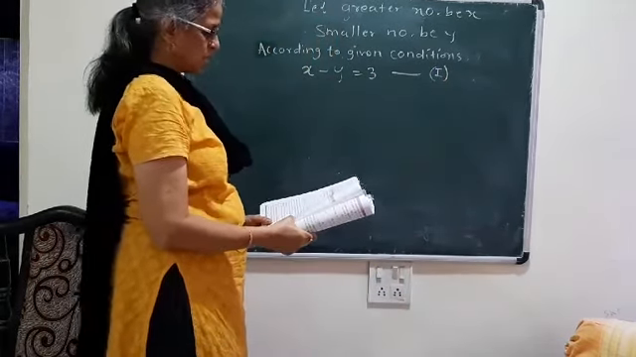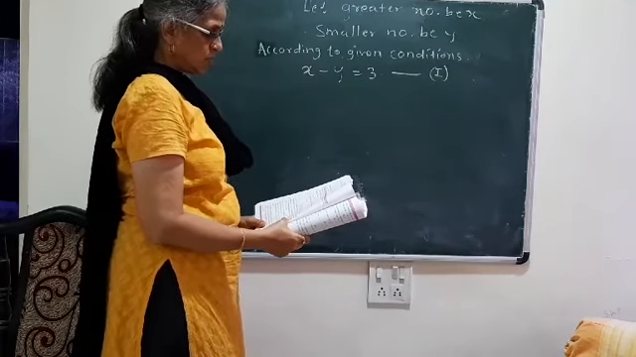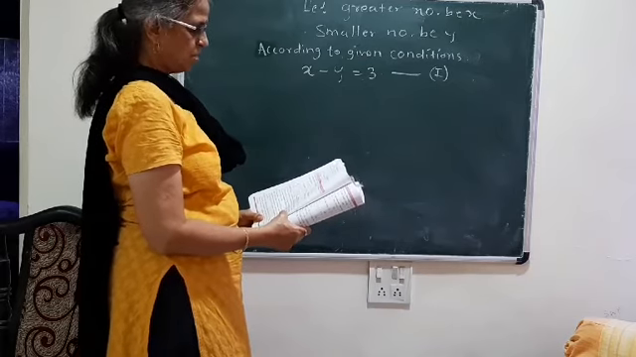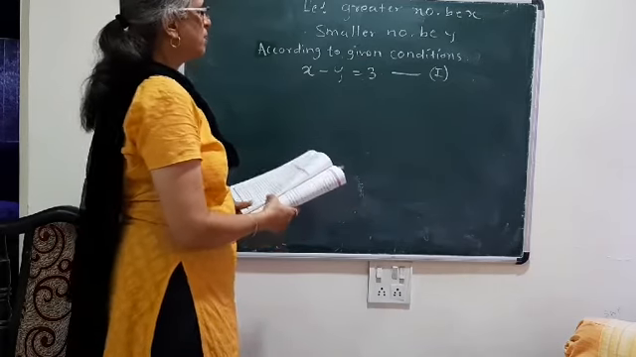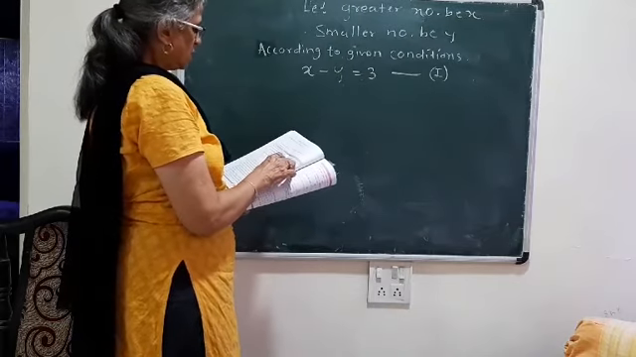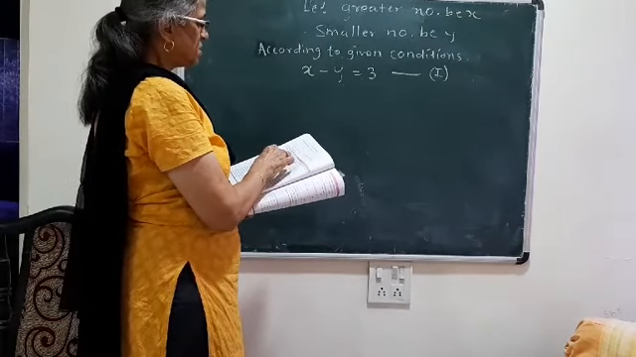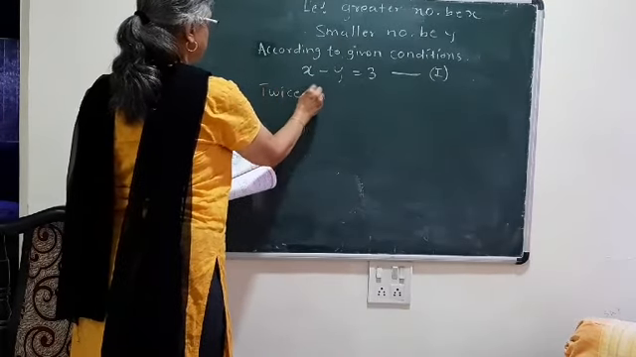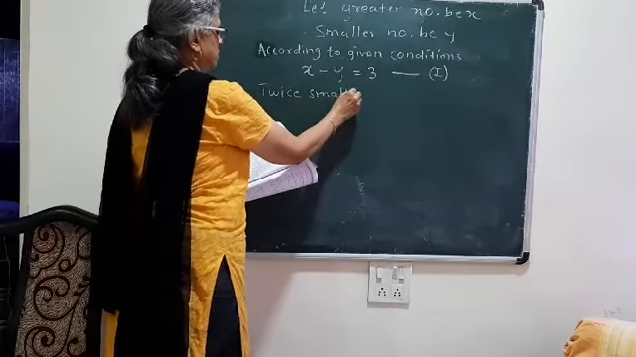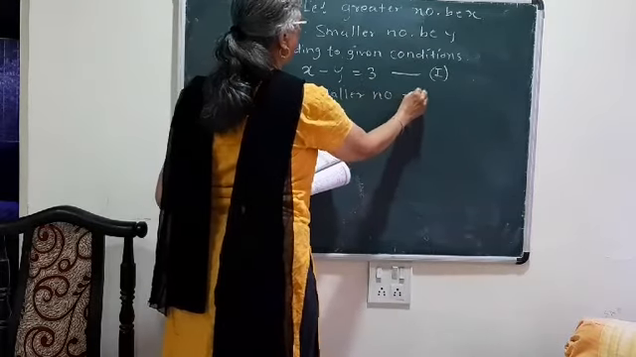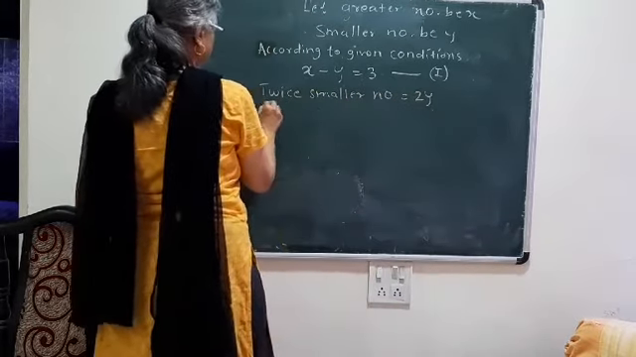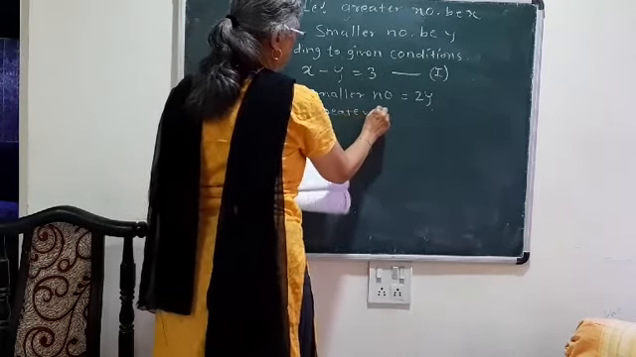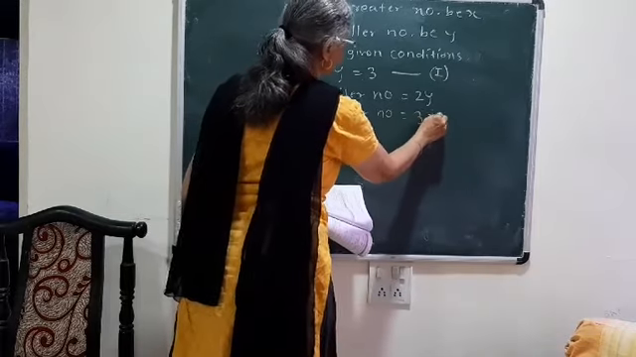Now I will read the second sentence. The sum of twice the smaller number. Smaller number is y, so twice the smaller number is 2y. And thrice the greater number is 3x. So I will write that also. Twice smaller number, what will it be? 2y. And thrice greater number, so it will be 3x.